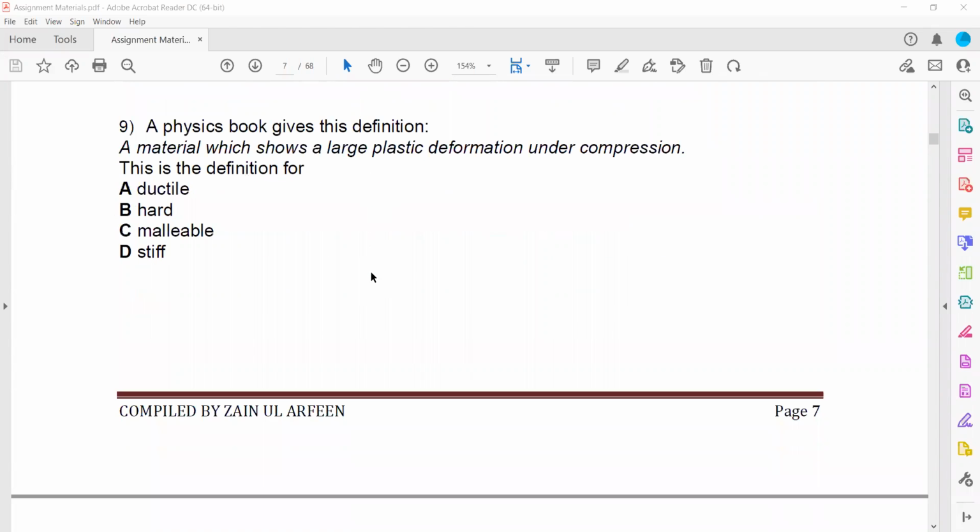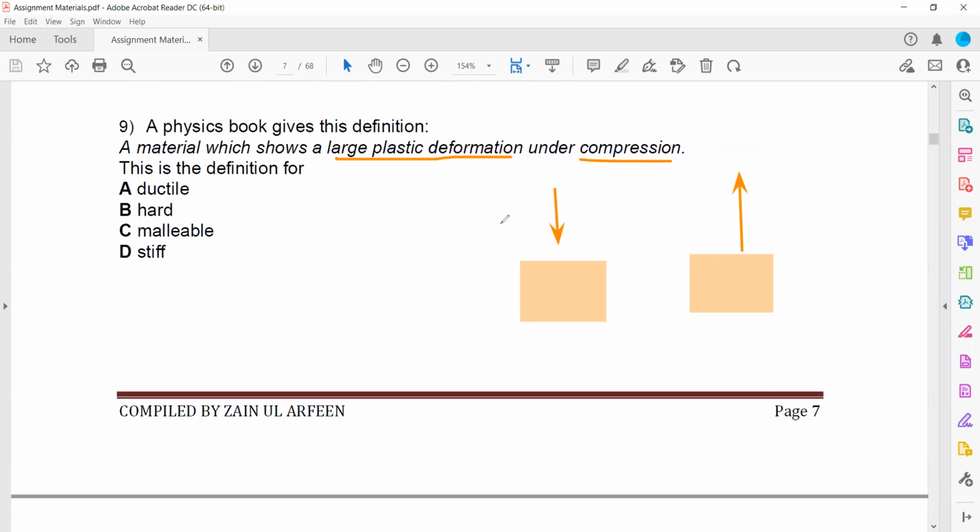A physics book gives this definition: a material which shows a large plastic deformation under compression. So two things are there. An object can deform under compression, like being hammered, or an object can show a large deformation under tensile force, or can be drawn into wire or stretched into wire. So if the object deforms under compression, we call that malleable, can be hammered into shape.